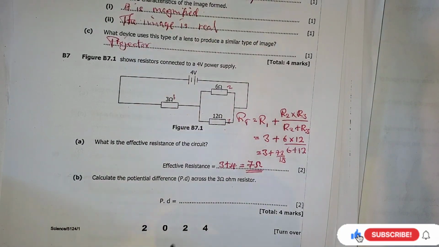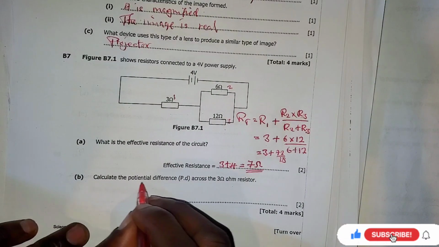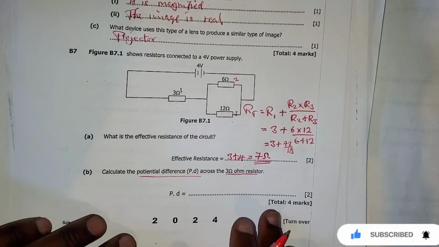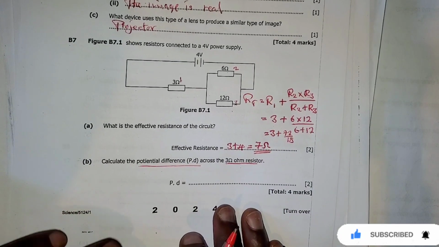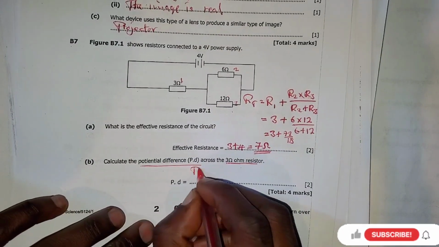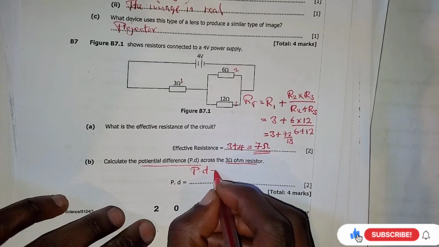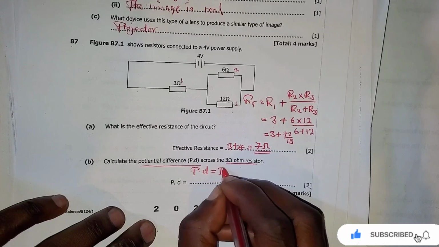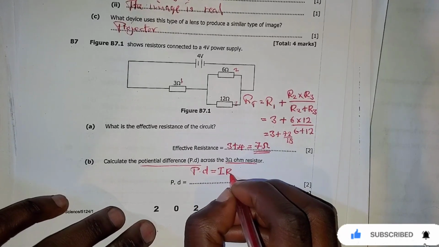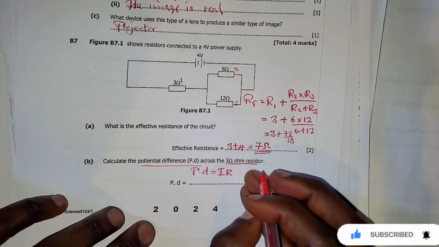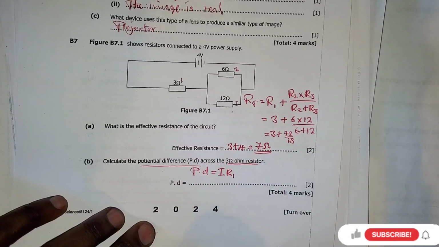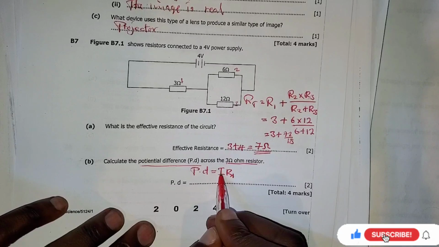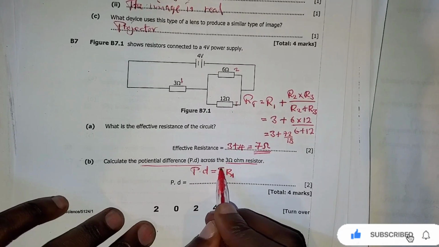So we're asked to calculate the potential difference, the PD, across the 3 ohms resistor. So what you need to know here is that potential difference, which is the voltage, is equal to current times the resistor. So this is the resistor that we labeled as resistor 1. Now, do we know the current? No, we don't know. So the first thing, we have to find the current.